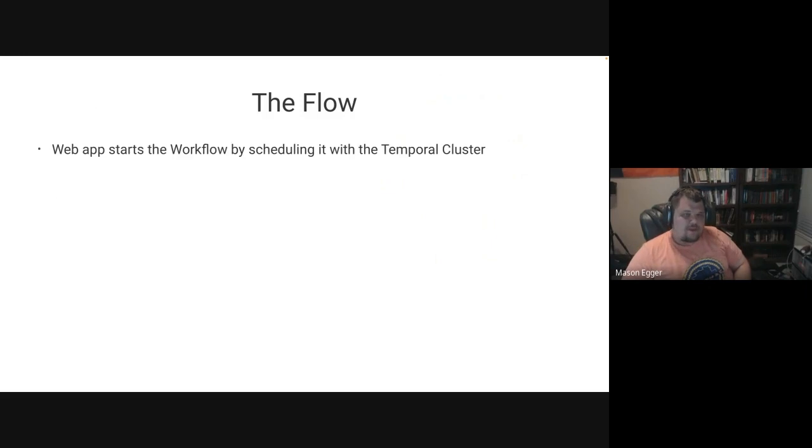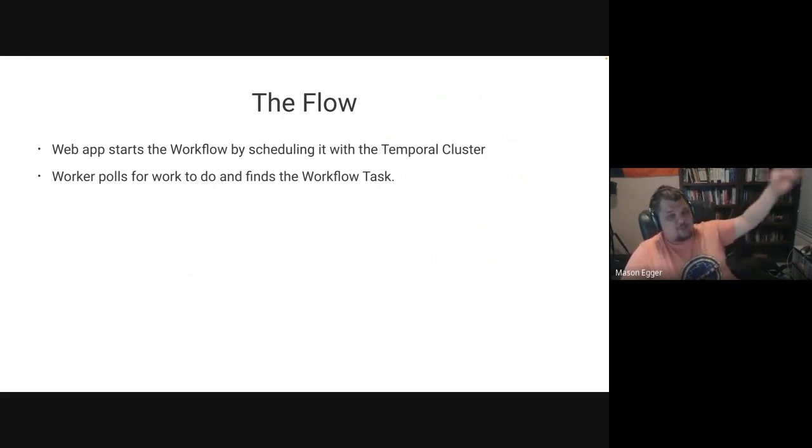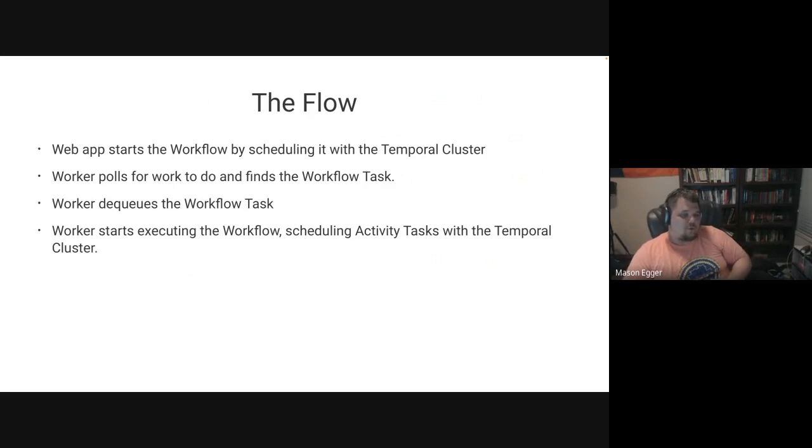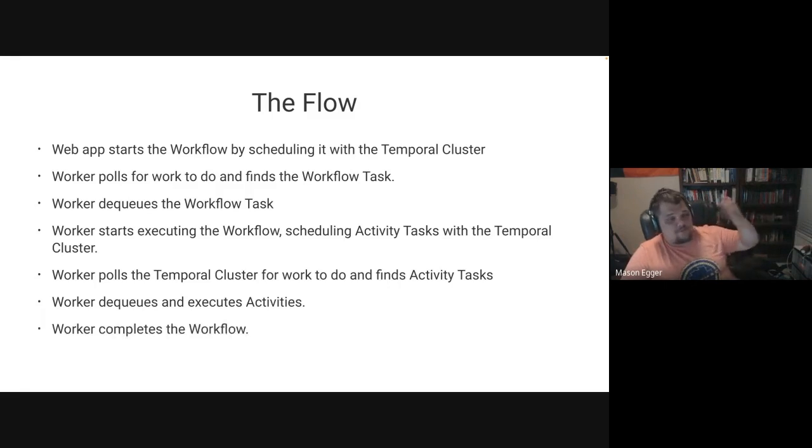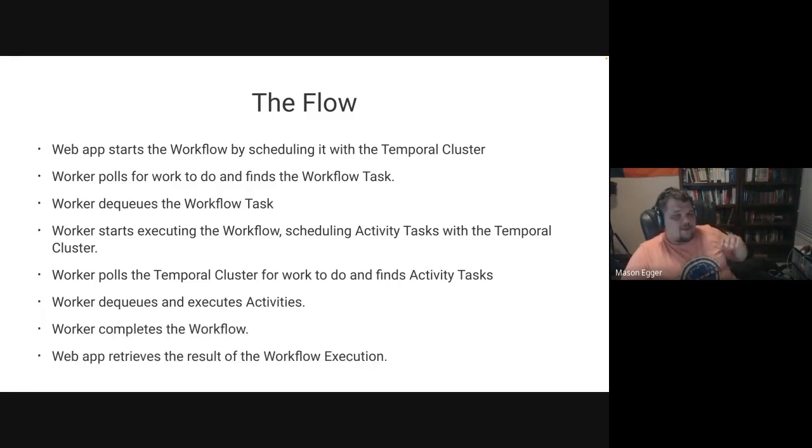So the flow of this will be the web app starts the workflow by scheduling it with the Temporal cluster. The worker will then poll for work. So the worker is continuously polling, and it's going to see that someone has requested execution. The worker will dequeue that task off of the queue. The worker starts executing the workflow, scheduling the activity tasks with the Temporal cluster. The worker will then continue to poll the Temporal cluster for work to see if it finds any other activity tasks, and it will continue to dequeue these as it finds them. Once that workflow is complete, it will say it's complete. The web app will retrieve the result of the workflow execution, and the worker goes back to just sitting there listening, waiting for more work to run.